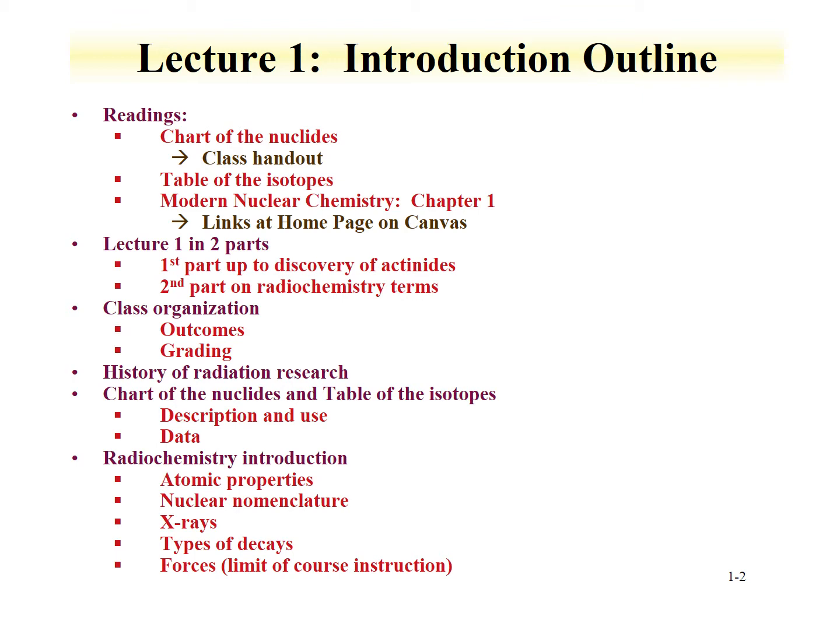Lecture 1 is divided into two parts. The first part goes up to the discovery of the actinides, and the second part focuses on radiochemistry terms. The first part, which is this lecture, covers the class organization, which will discuss outcomes and gradings, and then a history of radiation research. Lecture 2 will cover chart of the nuclides and table of the isotopes, and an introduction to the terms that are often used in radiochemistry.